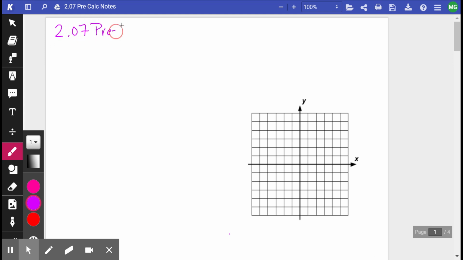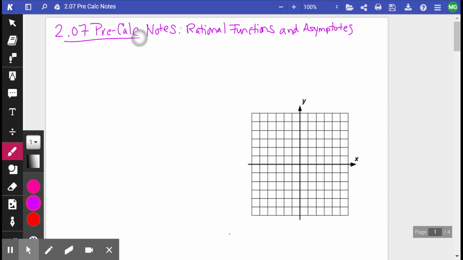2.07 Pre Calc Notes today. Time is flying. So today we're going to be talking about rational functions and graphing those rational functions along with their asymptotes, and we'll also have an introduction into holes in your graph, which you've probably seen before, but we haven't really talked about too much at this point. So we'll start talking about our rational functions.